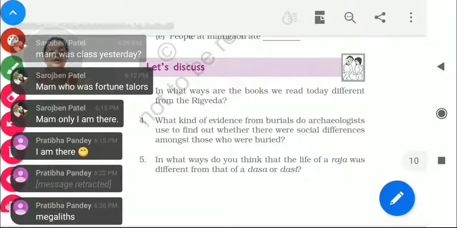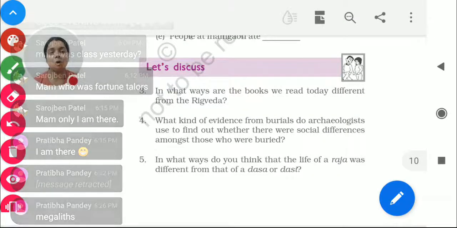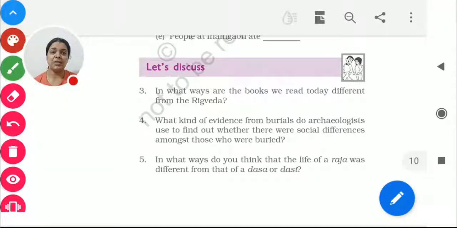Question number 5. In what ways do you think the life of a Raja was different from that of a Das or a Dasi? You just think. You can imagine Raja was a leader at that time, and he was undoubtedly comparatively rich. He could do whatever he wanted, he was living in a group, and he was the leader of a particular group. He was a skilled person. But here we are talking about the life of a Raja, so he was living a comfortable life.